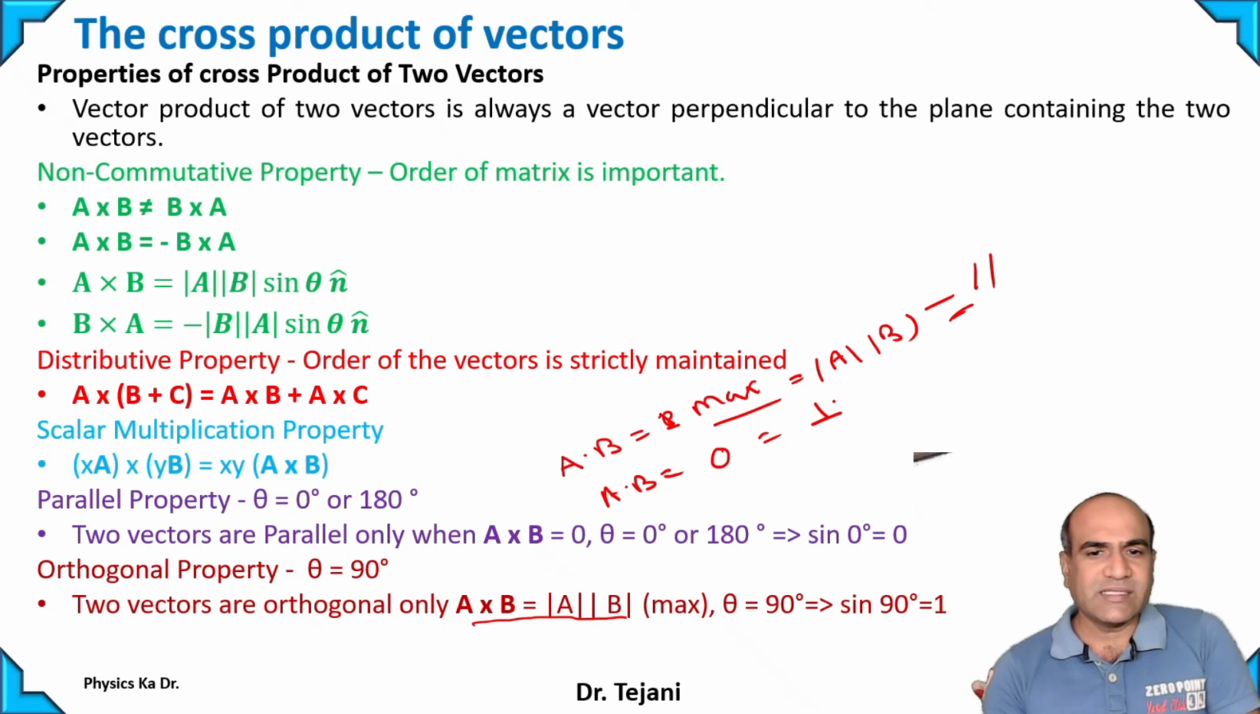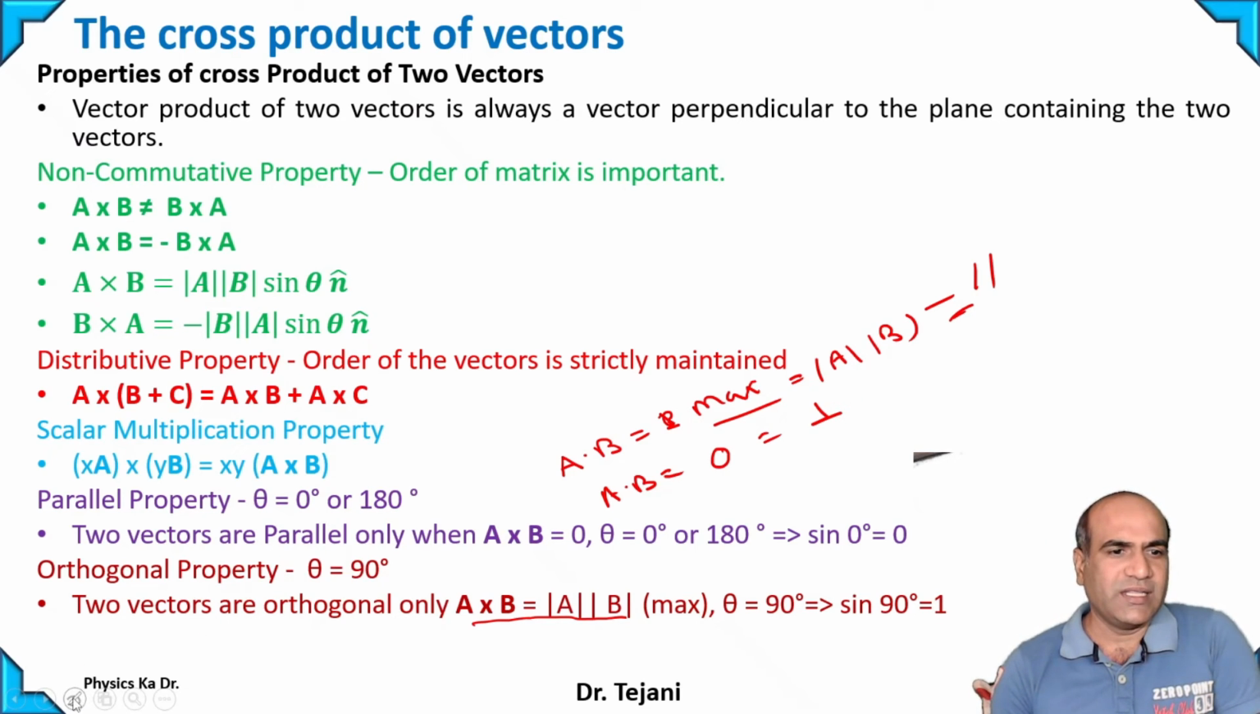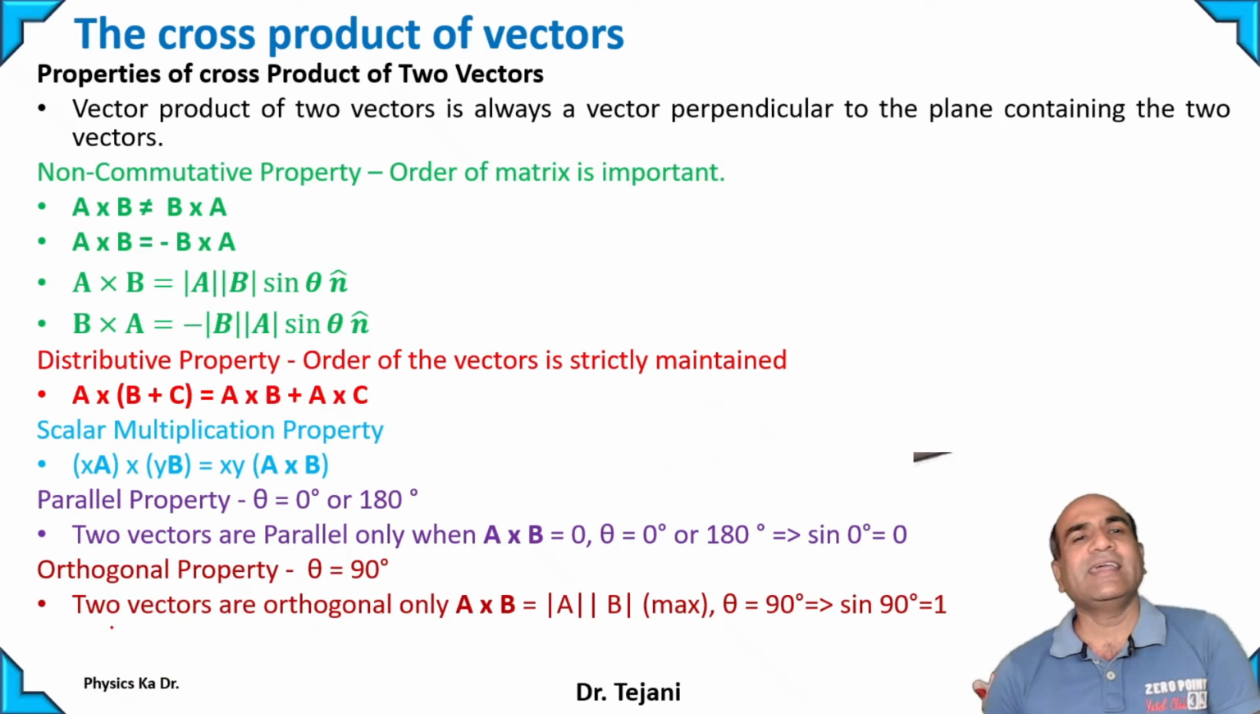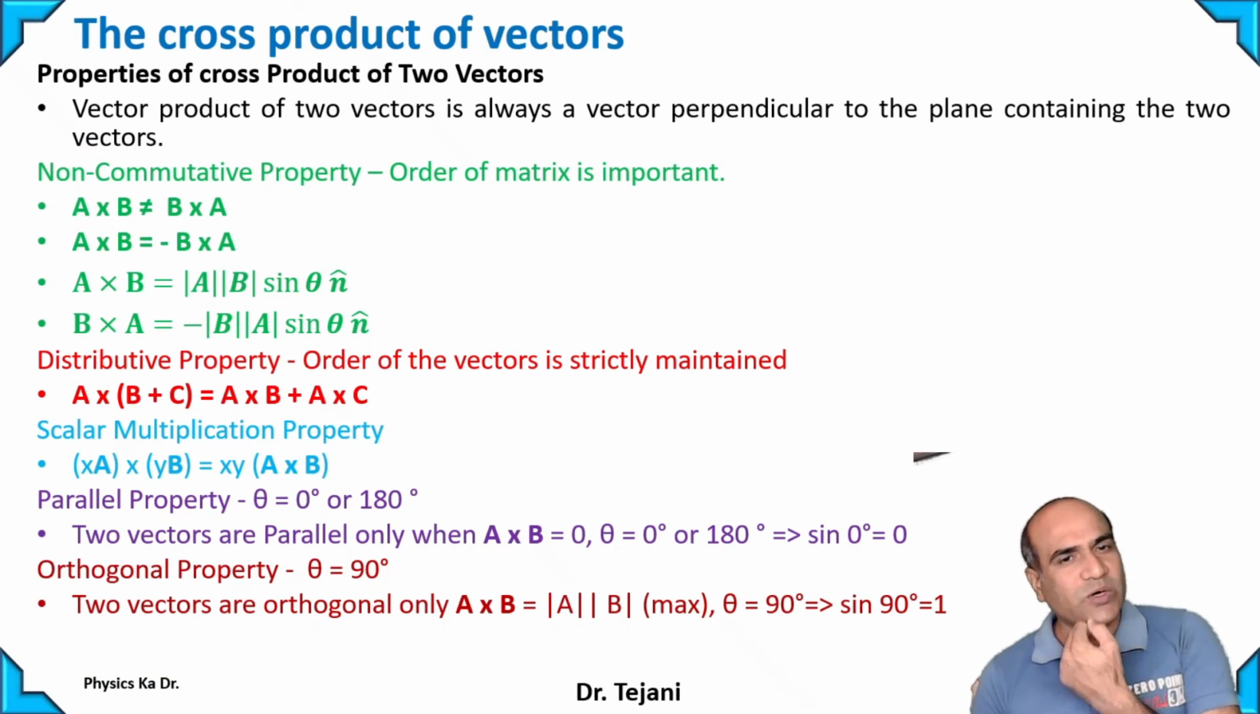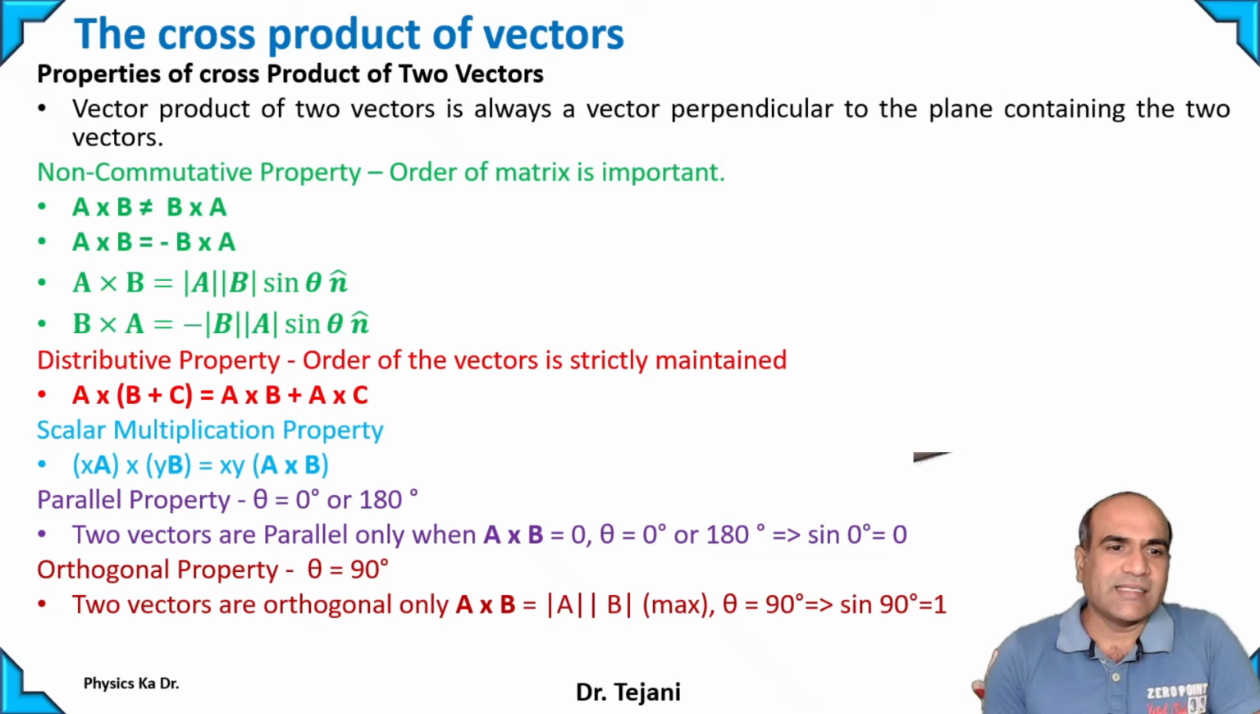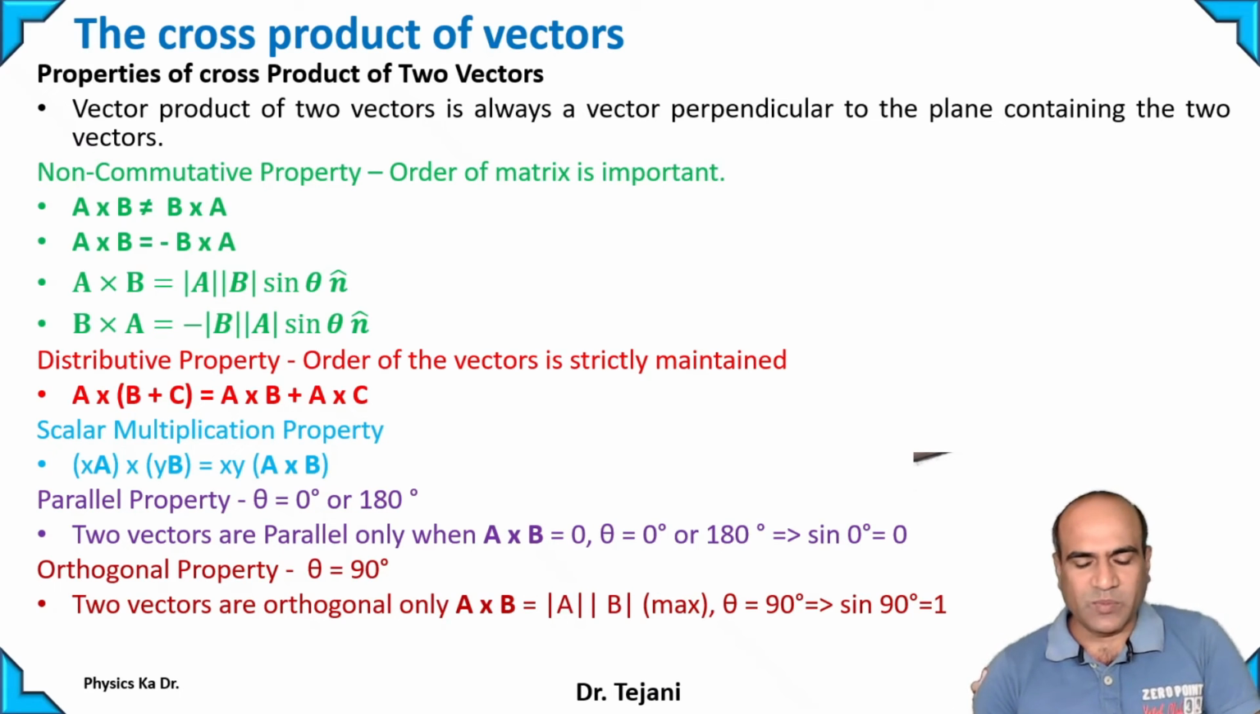So you can see here there is an exact opposite property. When we talk about dot product, here we are getting exactly the opposite property. See, these properties are very much important to solve various questions.